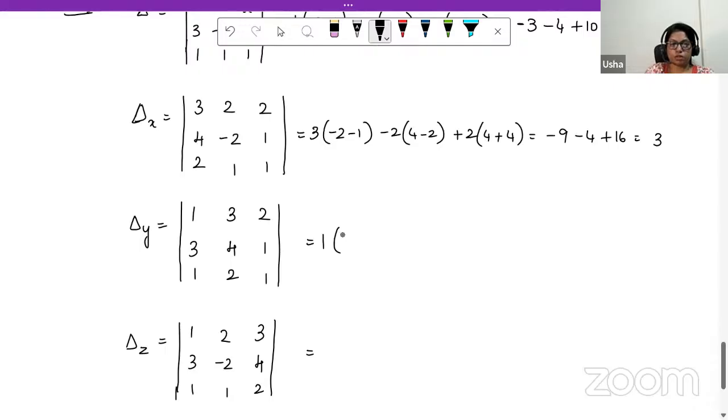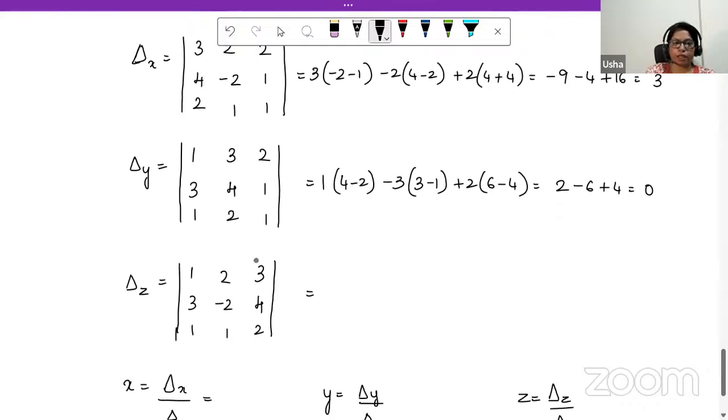This is 4 minus 2. Minus 3 into 3 minus 1 plus 2 into this is 6 minus 4. 4 minus 2 is 2. 2 into 1 is 2. 3 minus 2 is 2. 2 into minus 3 is minus 6. And then here we have 6 minus 4, which is 2 into 2 is 4. So 4 plus 2 is 6 minus 6 is 0. Next we'll find delta z.